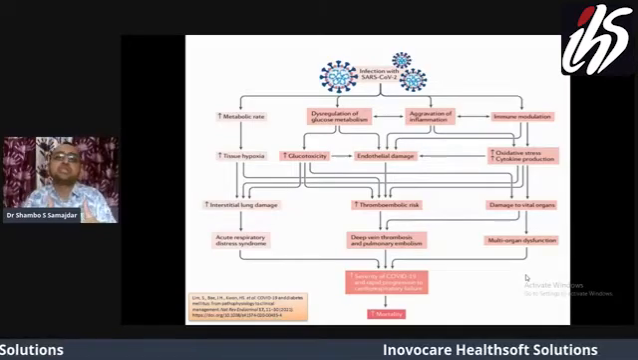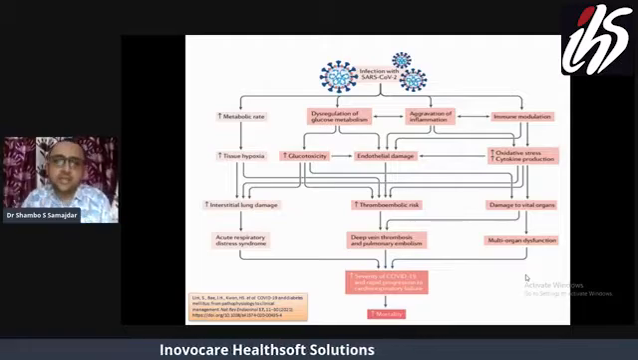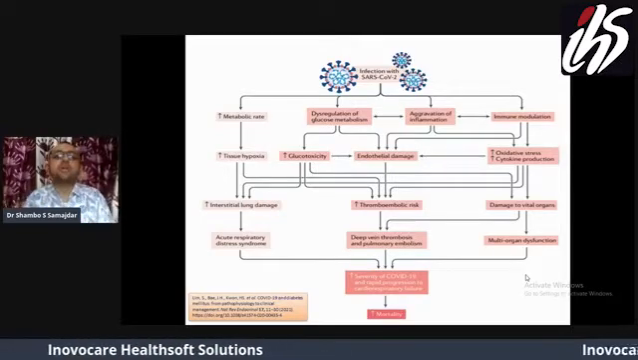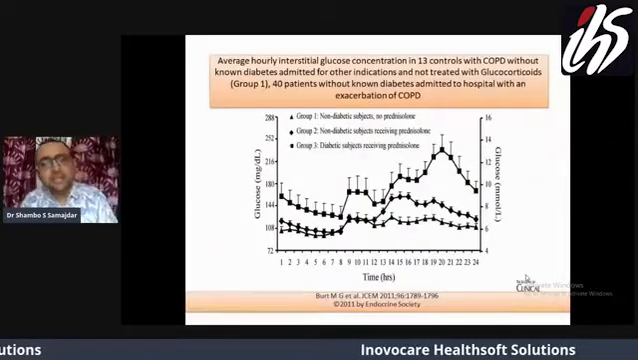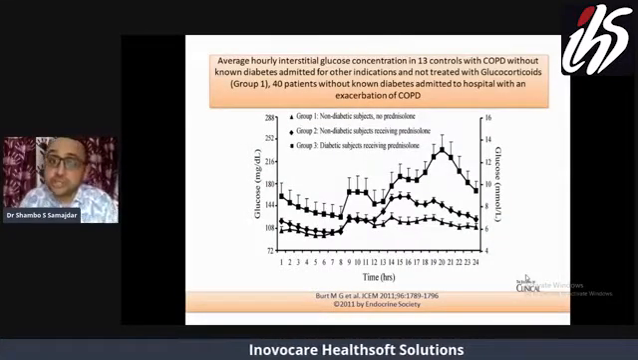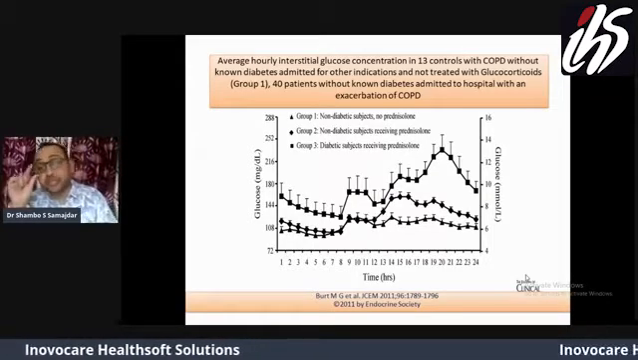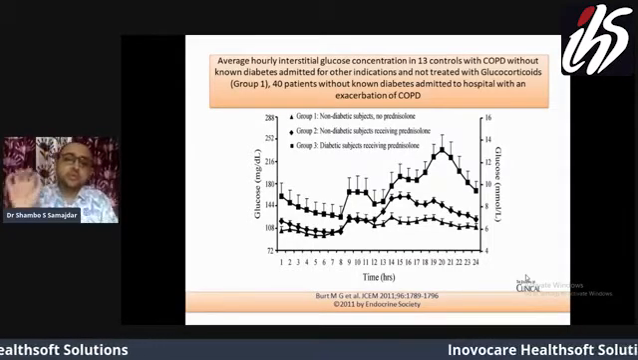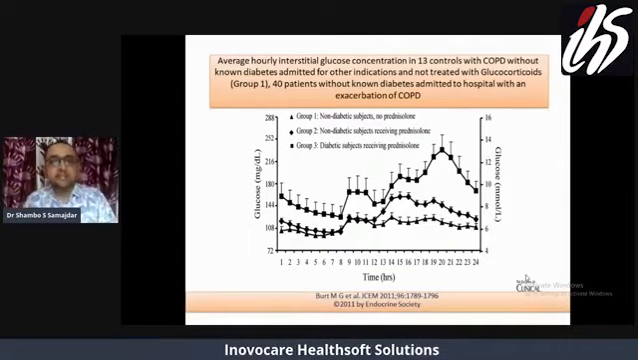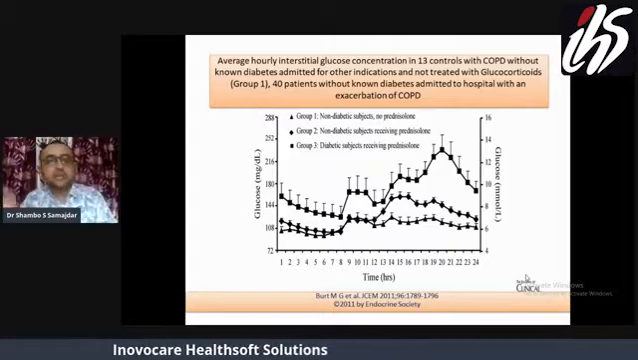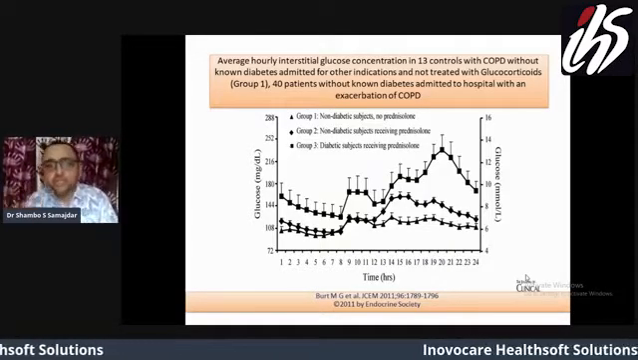So this synergistic action of SARS-CoV-2 and diabetes causes increased mortality and morbidity, specifically when diabetes is not controlled. Now, while talking about steroid-induced hyperglycemia, this is one of the beautiful studies which suggests the pattern of glycemic changes that has been seen with corticosteroids.